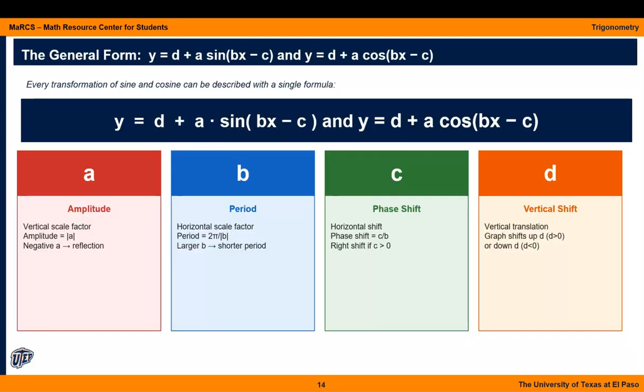Now we bring everything together. Every sine and cosine function can be written in the form y = d + a sin(b(x − c)), or y = d + a cos(b(x − c)). Each parameter has a specific role. A controls the amplitude, B controls the period, C controls the horizontal shift, and D controls the vertical shift. Understanding these four values allows us to graph any function.